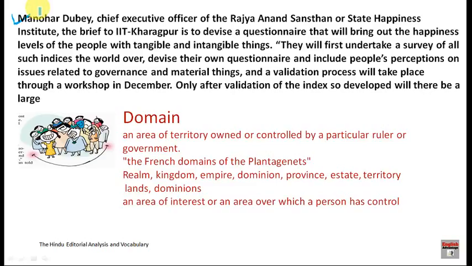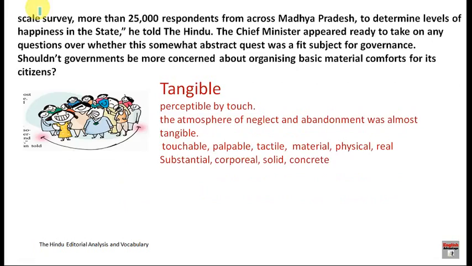Okay. They will first undertake a survey of all such indices. Indices is the plural form of index. Indices that the world over devise their own questionnaire and include people's perception on issues related to governance and material things. And a validation process will take place through a workshop in December. First they will create the index, then they will get it validated, and after the validation is done, the index will be available. Only after validation of the index so developed will there be a large scale survey.